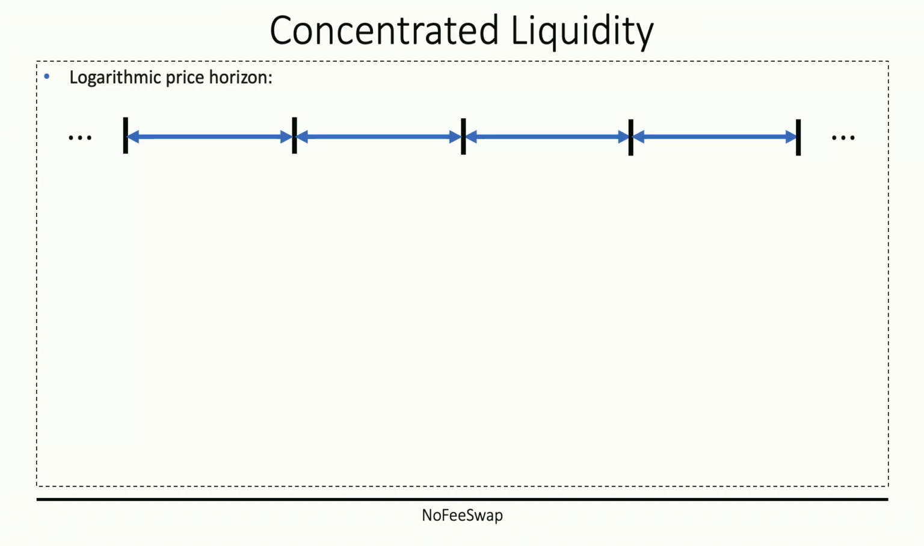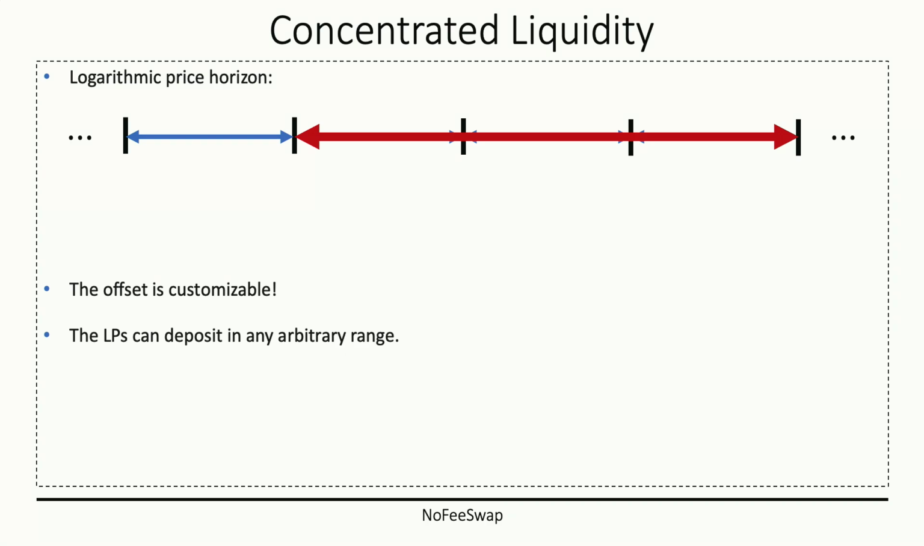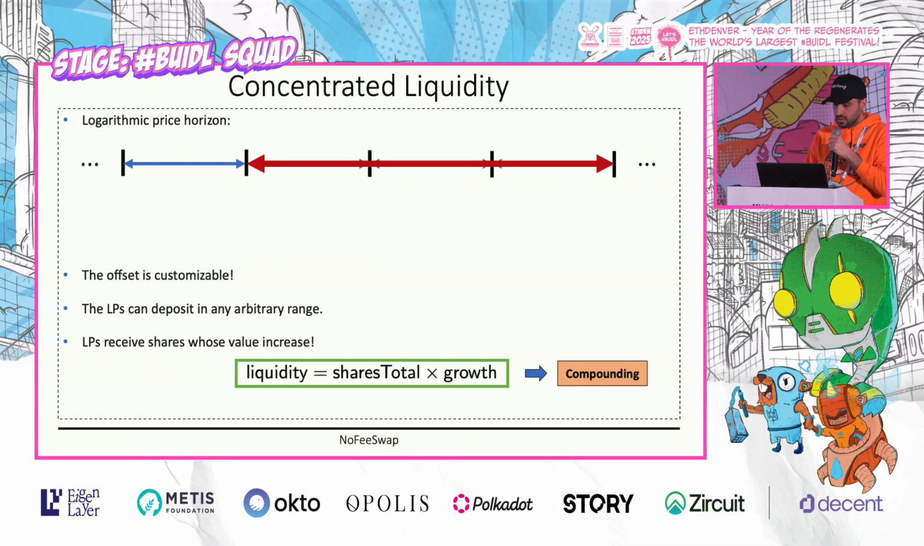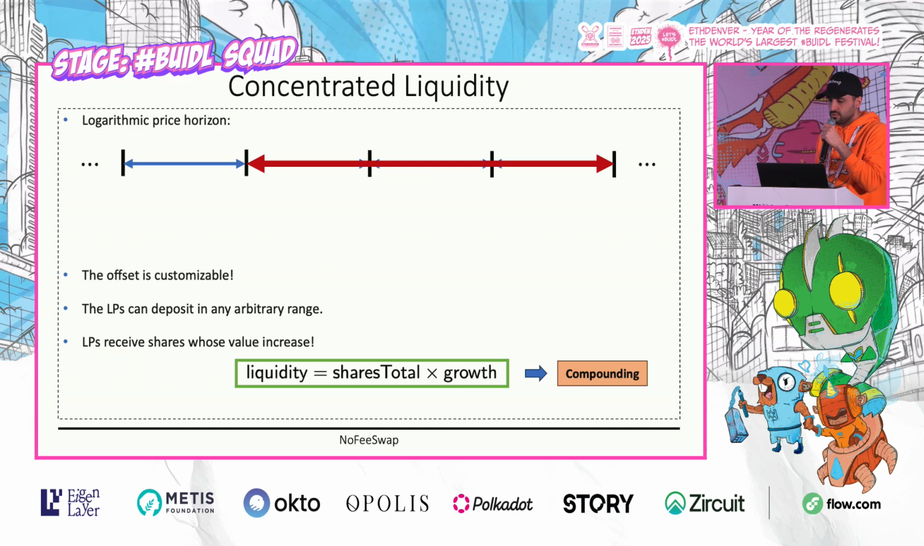Next, we are going to talk about how concentrated liquidity is handled by NoFeeSwap. In every NoFeeSwap liquidity pool, the logarithmic price horizon is divided into a sequence of intervals. You can set whatever offset you like for the price. The LPs have the option to deposit their liquidity in any continuous range of their choosing. They receive shares, and these shares become more and more valuable with swaps.